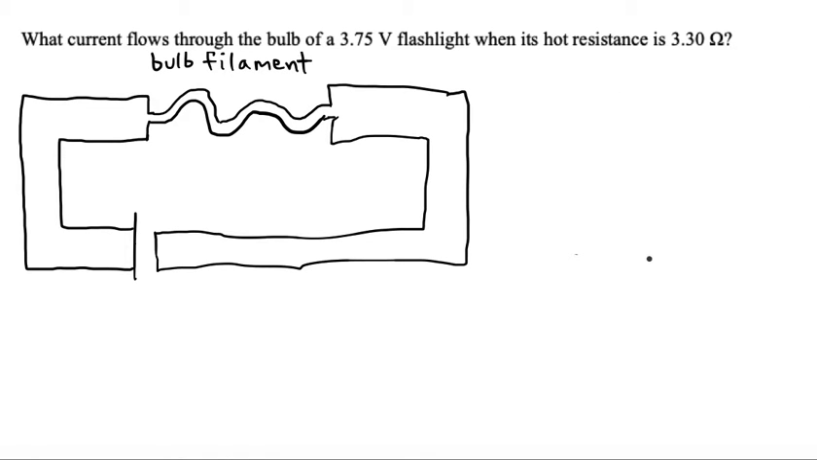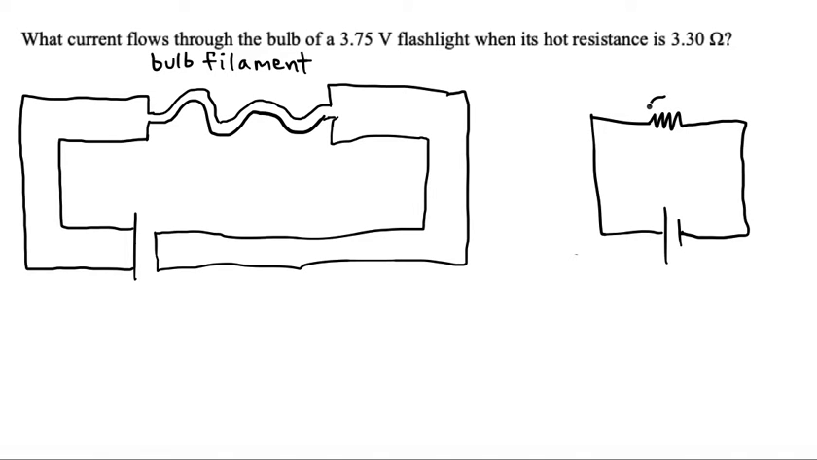Now in a circuit diagram, bulb filaments will be represented by this symbol. That can actually stand for any resistor. Okay, resistors don't have to be light bulbs. They could just be materials which don't allow current to flow very well. To make it clear in a circuit diagram that it's a light bulb, we would put a circle around it.